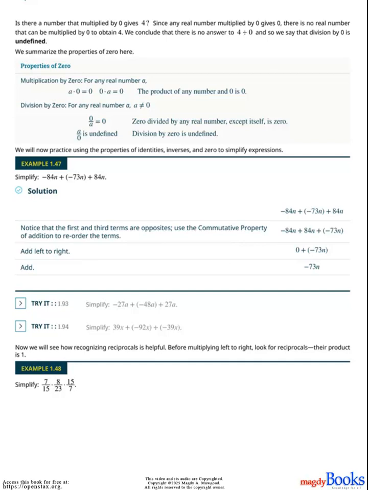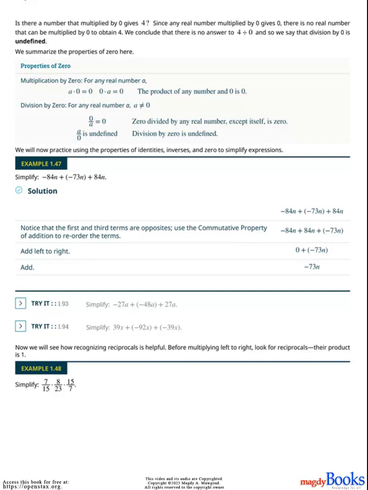Try it 1.93. Simplify. Negative 27a plus, open parenthesis, negative 48a, closed parenthesis, plus 27a. Try it 1.94. Simplify. 39x plus, open parenthesis, negative 92x, closed parenthesis, plus, open parenthesis, negative 39x, closed parenthesis.